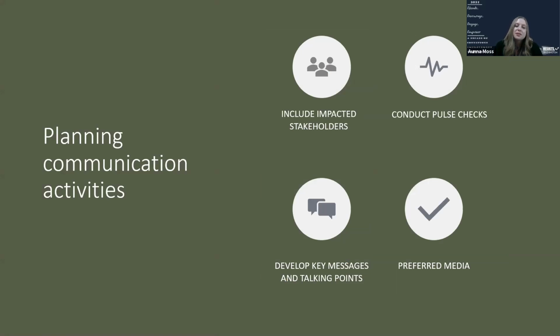Thanks, Lenora. So the third element in preparing for change is planning your communication activities, and that really starts with including impacted stakeholders. And there are several strategies that you can use to include your impacted stakeholders in the planning efforts. So typically what I try and do is co-create my communications plan with stakeholders. And one way to do that is including questions about communication preferences as part of initial conversations or stakeholder interviews that you are responsible for.